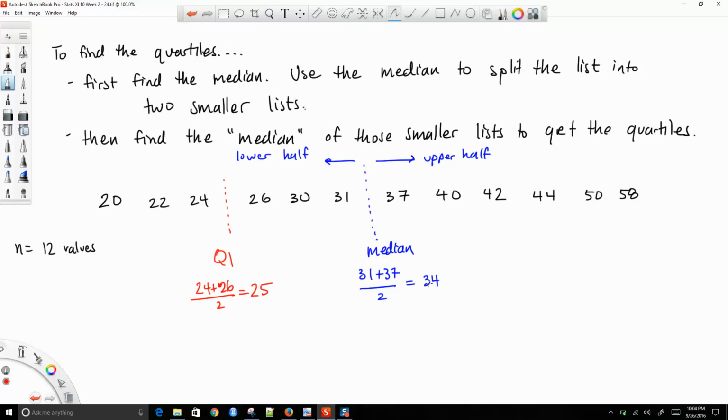So using that logic, what is Q3? 43. It's halfway in between here and here. This is going to be Q3. 42 plus 44 divided by 2 gives me 43. Okay. So my IQR is Q3 minus Q1. I have 43 minus 25.